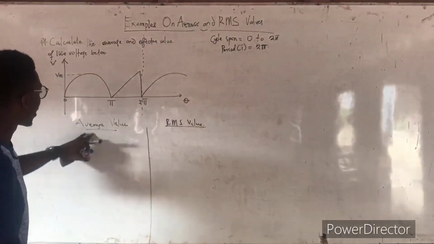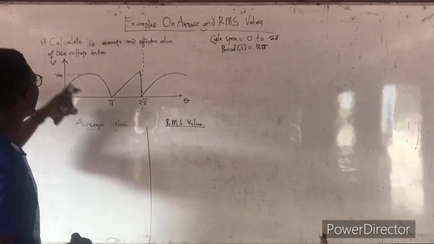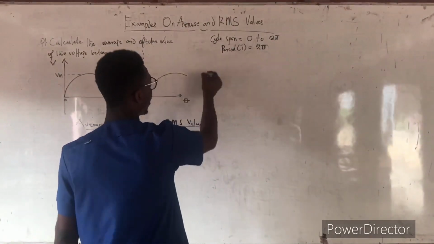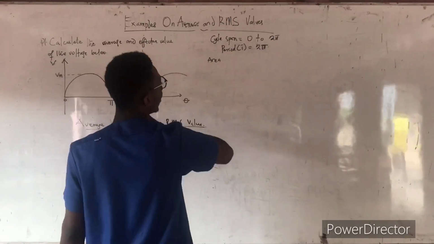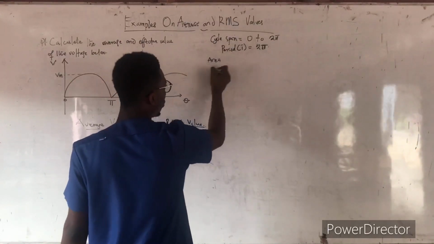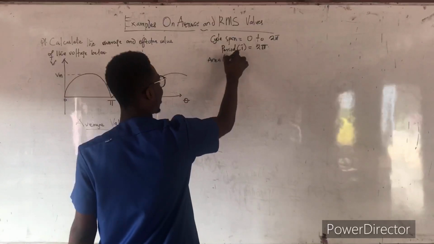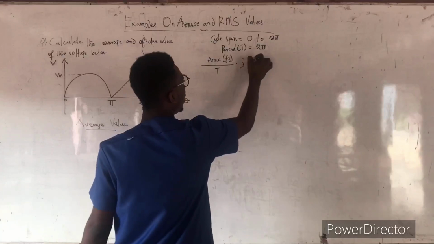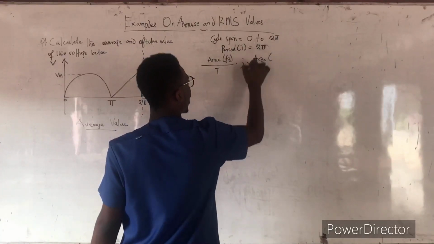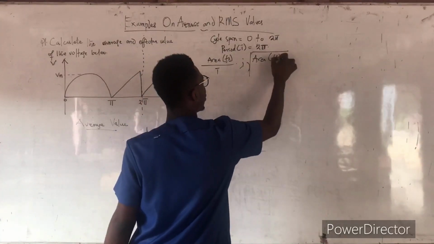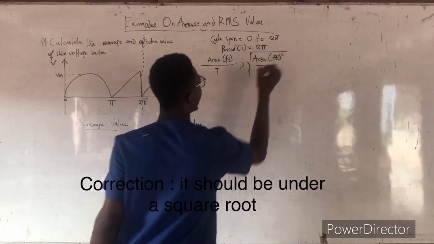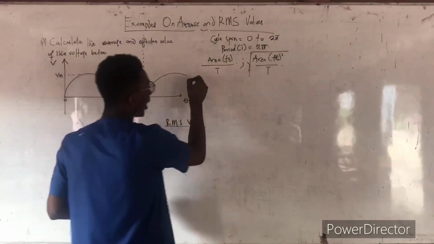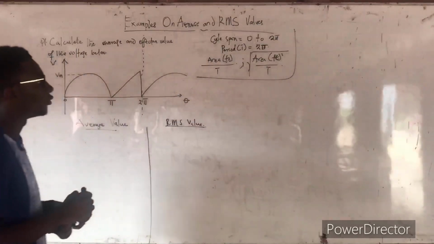So now the average value, we have to calculate the average value of the voltage. But to find the average value, we need the area and the period. So we need the area under the function divided by T to find the average value. The same way, we need the square root of the area of the function squared divided by T to find our root mean square value.